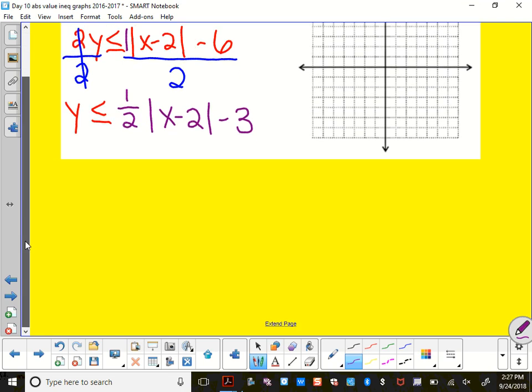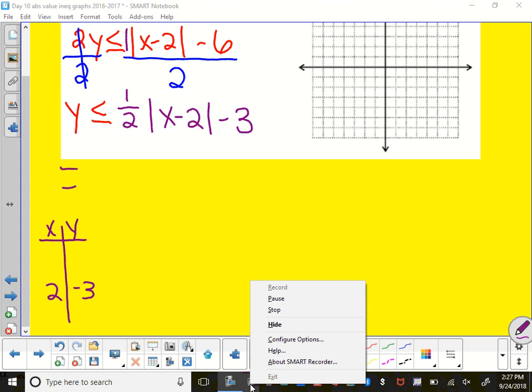Now, you can look at this and tell dotted or solid, t-chart. Positive 2, negative 3. So your vertex is positive 2, negative 3. You can find your other points. I want you guys to work on this for 12 minutes, 13 minutes, and then we'll come back together.